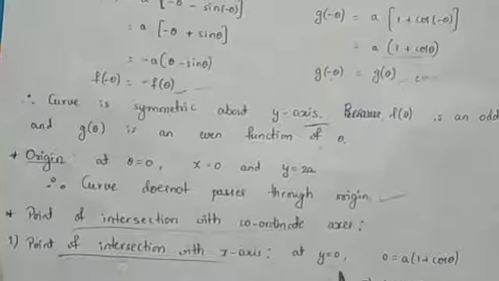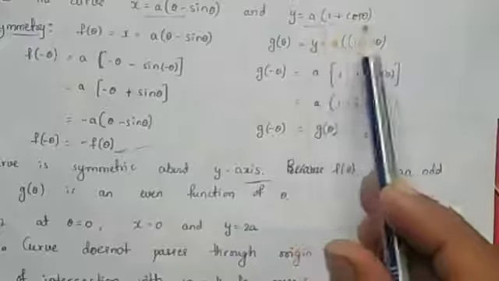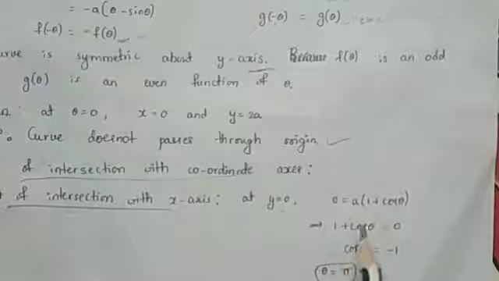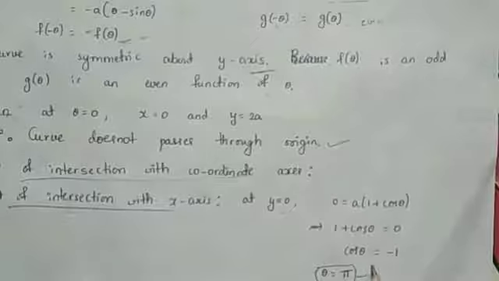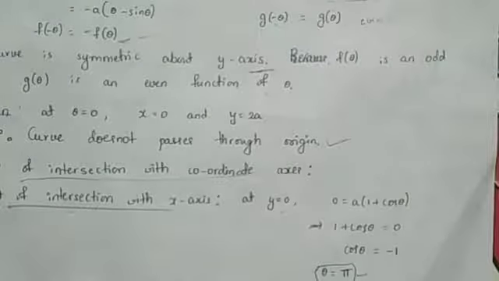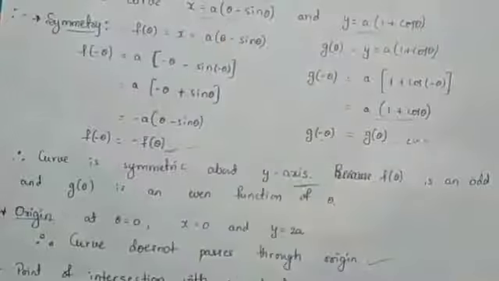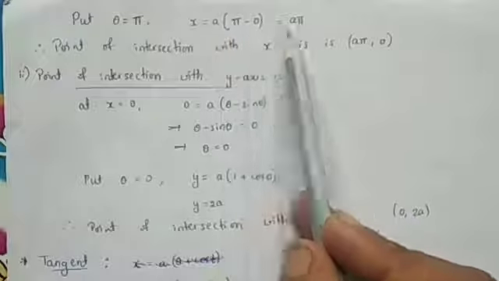At y is equal to 0, you put y is equal to 0, you get a into (1 plus cos theta) is equal to 0. It is nothing but 1 plus cos theta is equal to 0. So cos theta is equal to minus 1. You get the theta value is pi. Cos 180 degrees value is minus 1. So theta value is pi. You put the theta value into this one, you get the x value. Put theta is equal to pi, you get x is equal to a into (pi minus 0), you get a pi.